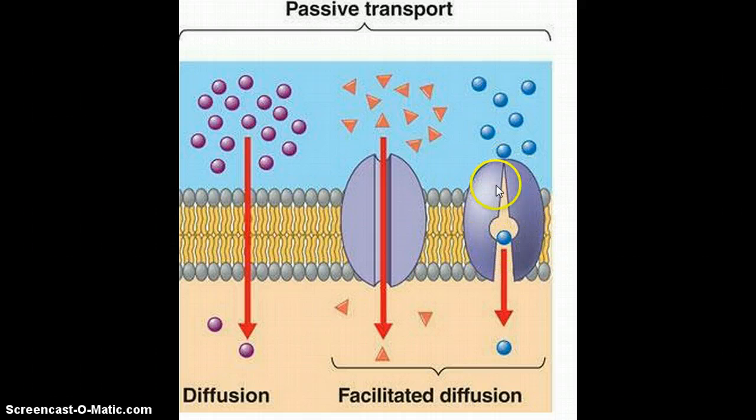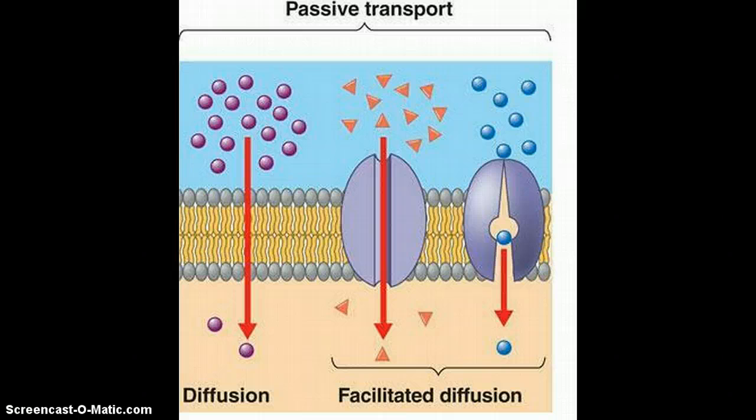This protein is able to change shape or change orientation. So what happens is that it opens up on one end, allowing one of these particles to come in, and then it opens up on the other end, allowing it to come out. It's still going from an area of high concentration to an area of low concentration. You simply cannot forget that particular detail. That is passive transport. Again, none of these require any input of energy because they are going down the concentration gradient or with the concentration gradient.